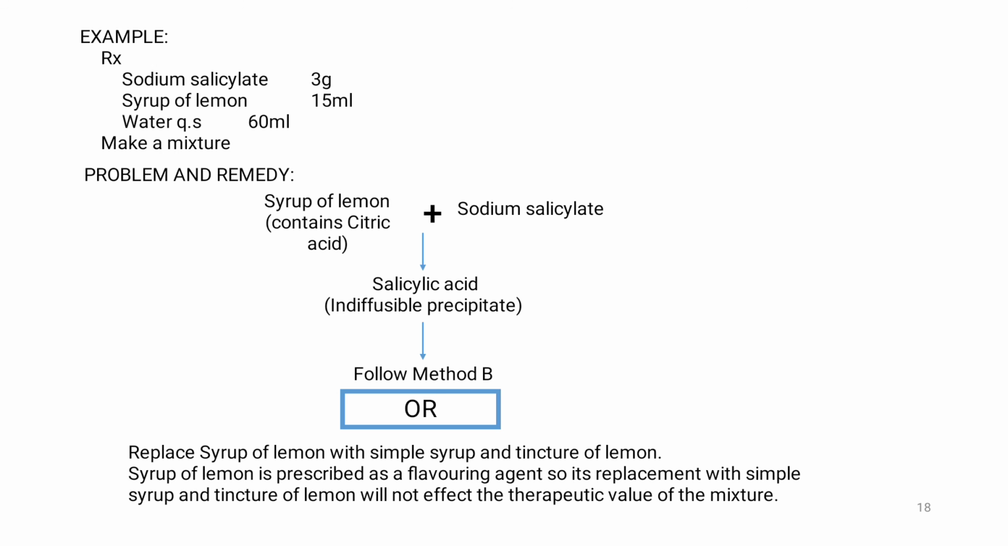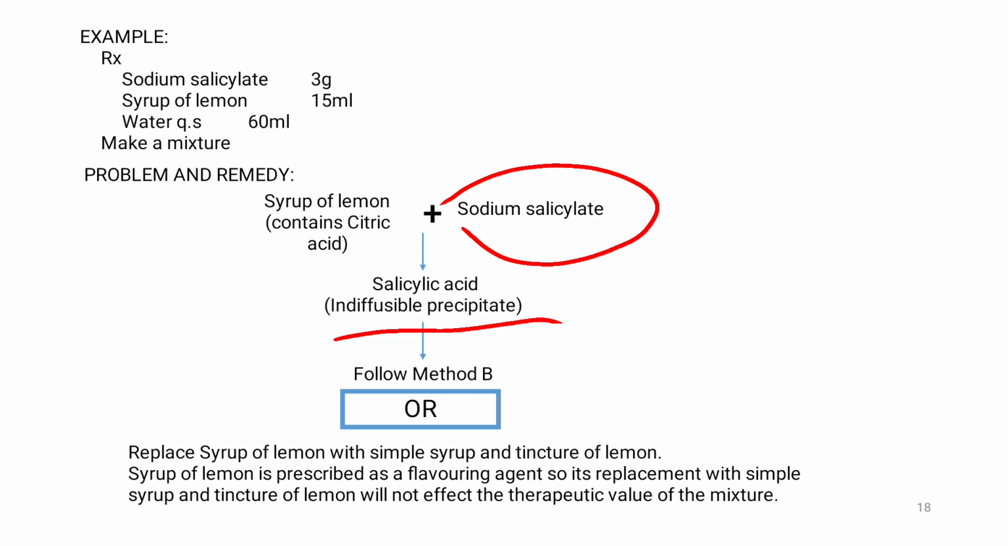Here the problem is that syrup of lemon is an acid syrup which contains citric acid. It will react with sodium salicylate and precipitate salicylic acid. By the reaction between syrup of lemon, that is citric acid, and sodium salicylate, salicylic acid will be formed. This salicylic acid is separated as an indiffusible precipitate. In case of indiffusible precipitate, we can follow method B for dispensing. This is one of the remedies.